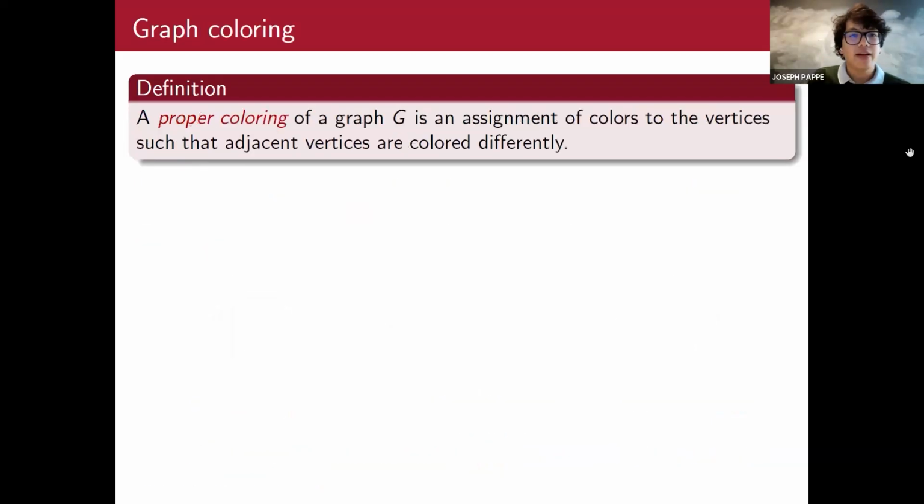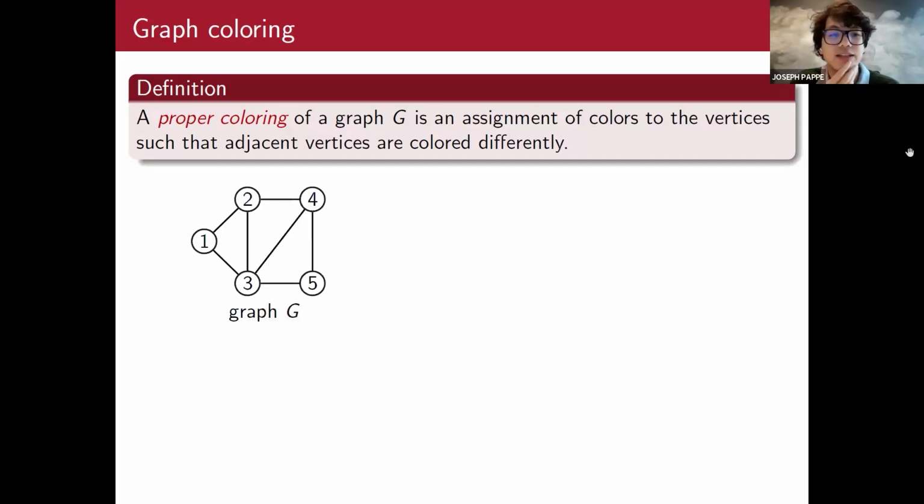Okay, so what is a coloring? A coloring in general is just an assignment of colors to the vertices of our graph. And it's proper if two adjacent vertices are colored differently. And by adjacent vertices, I just mean that they share an edge.